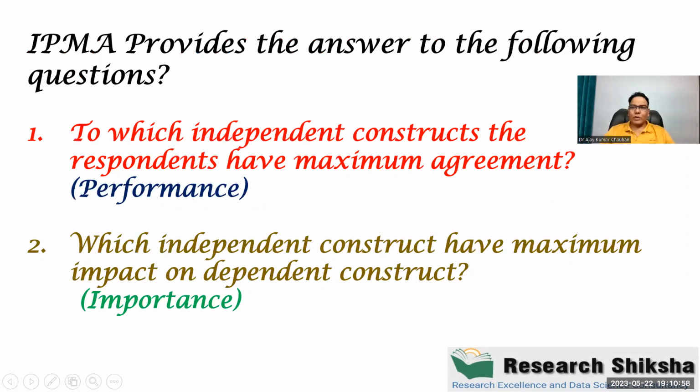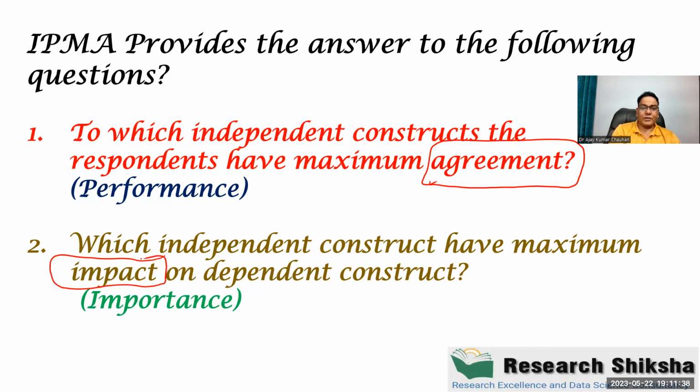Now, whenever you run a model, so you already have a PLS model. Suppose somebody asks you two questions. Number one, to which independent construct do the respondents have the maximum agreement? We are using the word agreement. And the second question is, which independent construct has maximum impact? Here the important word is impact.